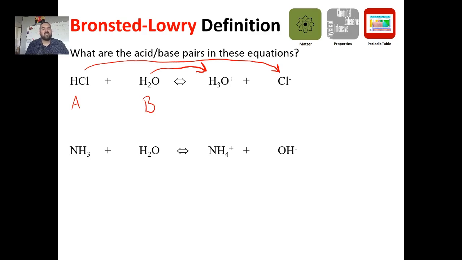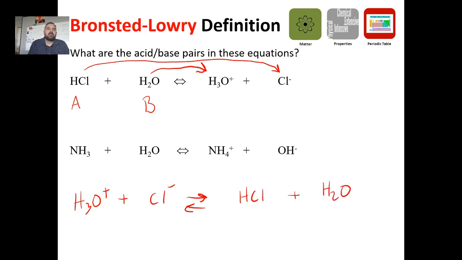Now, the other side, this is where the conjugates go. The conjugates are going to be what you're left with. To better explain what conjugates are, I'm going to write this reaction in reverse. So I'm going to do H3O plus, Cl minus, and then the arrows. Don't write this, I just want to show it to you. And then HCl over here plus H2O. So all I did was rewrite this reaction in reverse.